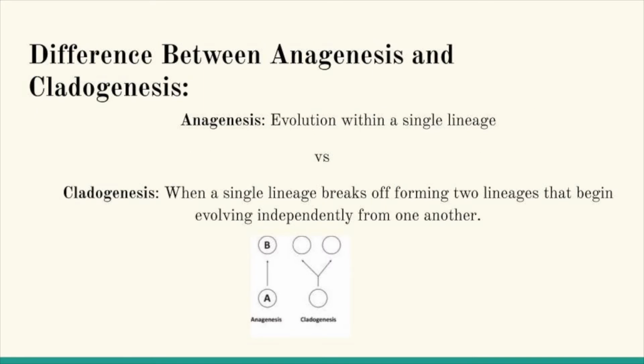There are two types of phylogenetic transformations known as anagenesis and cladogenesis. Anagenesis is the evolution within a single lineage, while cladogenesis is when a single lineage breaks off, forming two lineages that begin evolving independently of one another. These concepts are depicted in the picture below.